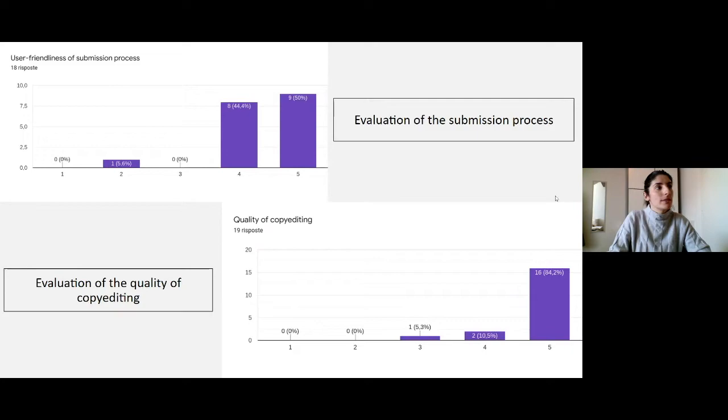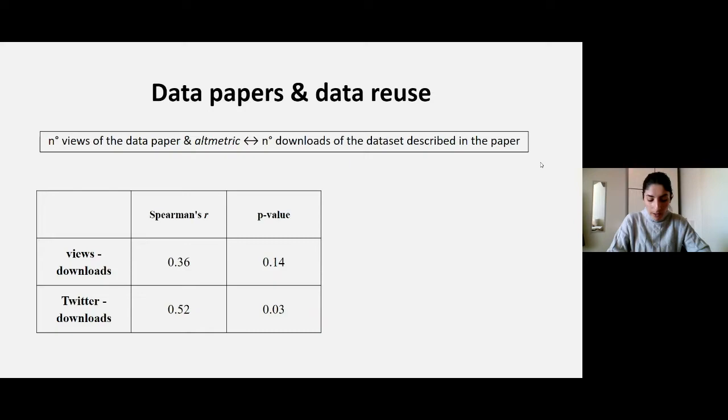So, another thing: we're interested in publishing data papers, but also in seeing how and if this actually has an impact on the reuse of the data itself. So to see if mentioning or publishing a data paper actually has a link with people using that data set for their own research purposes. This is research that has been done mainly by Nilo Pedrazzini, who is another member of the team.